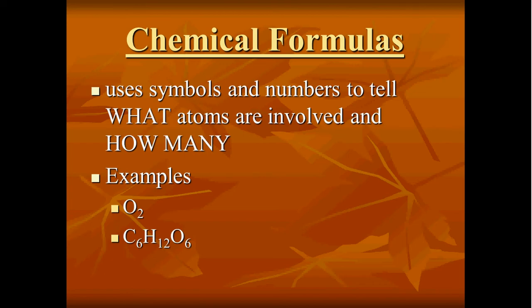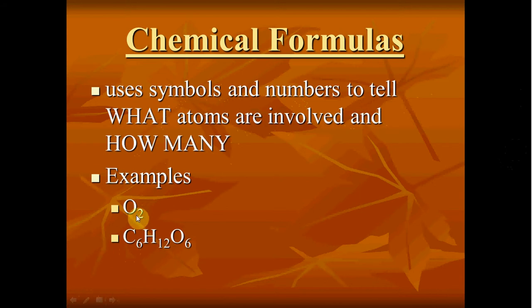Okay, so continuing on, the next thing we need to talk about are chemical formulas, and we've already talked about these a little bit. Last chapter we said that a chemical formula uses symbols from the periodic table and numbers, which we called subscripts, to tell you what atoms are involved in the reaction and how many of them.